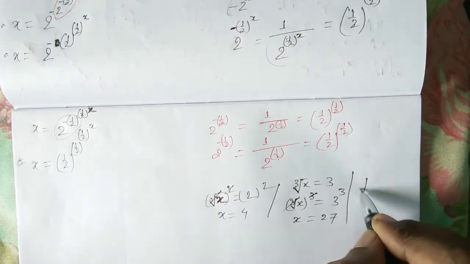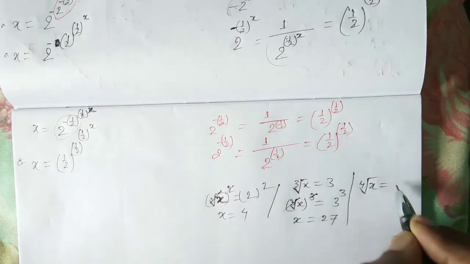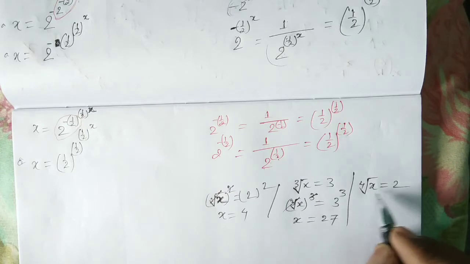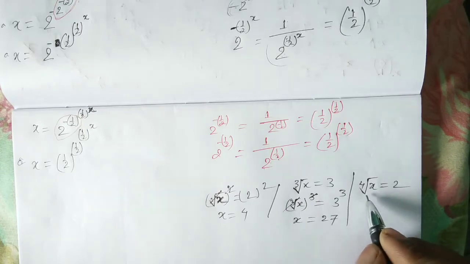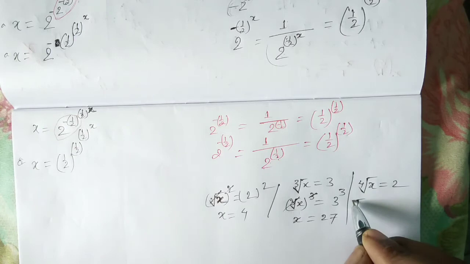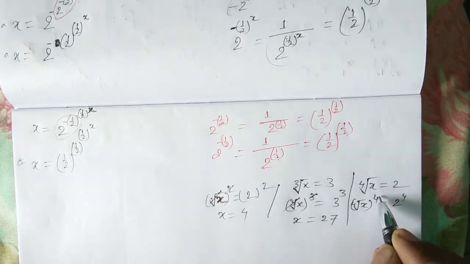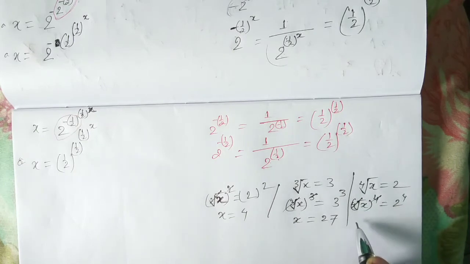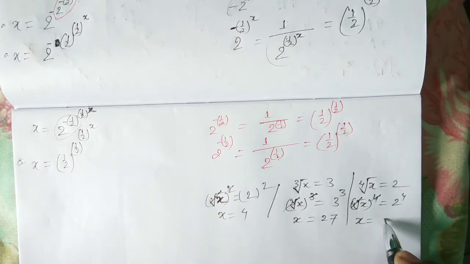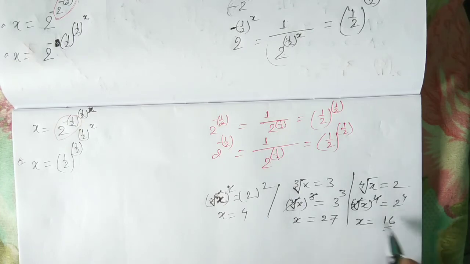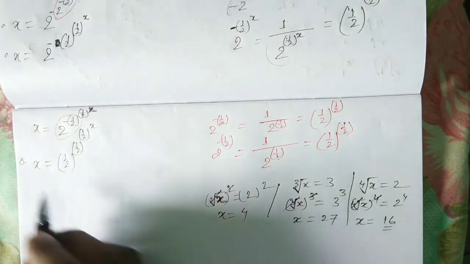Suppose we have fourth root of x is equal to 2, then we raise to power 4 on both sides. If we raise to power 4 on both sides, then this can be written as x to power 4 is equal to 2 to power 4. Now the fourth root will be cancelled, and finally we have x is equal to 16. So in this way we can solve this. So see here, we have here x.